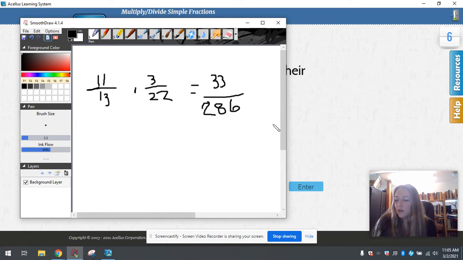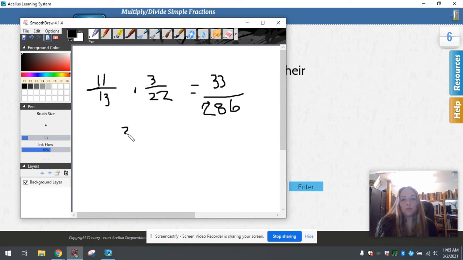Maybe 3. I know 3 times 11 is 33, so I could do 33 divided by 3 and get my whole number, 11. Let's see if I can do 286 divided by 3. I'll check it in my calculator. I get 95.33333, so it's not divisible by 3. I'm going to try 286 divided by 33. Nope, I get a decimal again.